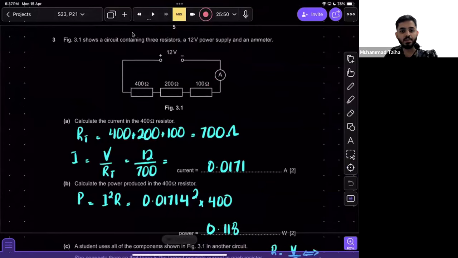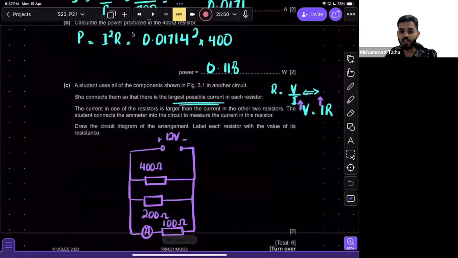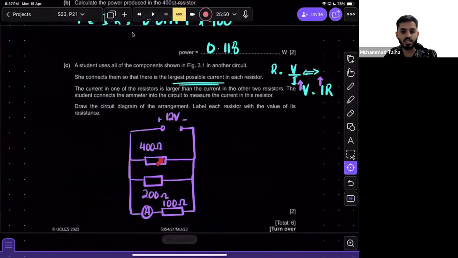But when I connect it in parallel, then the same voltage now appears across much smaller resistors. It appears across the 400, across the 200, and across the 100, right? So now it faces smaller resistances. You must know that the resistance of resistors in parallel is smaller than the resistance of the same resistors in series.